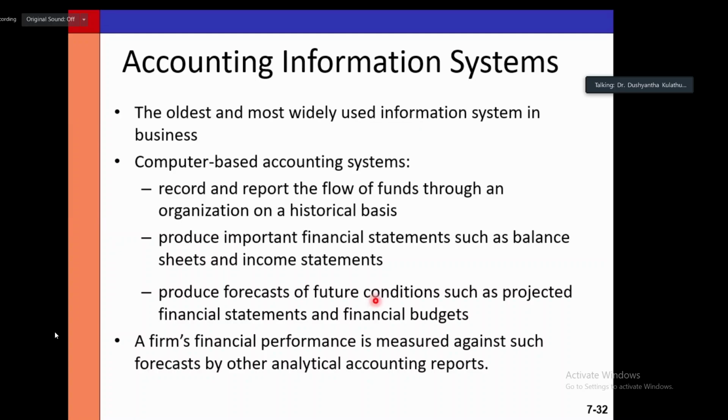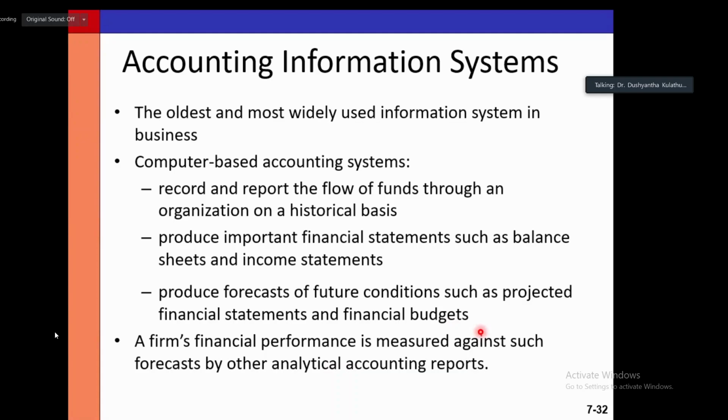And here it says a firm's financial performance is measured against forecasts by other analytical accounting reports. So you may produce various forecasts, and thereafter your actual performance is measured against the particular forecast to determine whether you achieved it or not. And budgets are basically used to control the expenses made by the individuals or divisions, departments, and so on. So different amounts can be allocated first for those different divisions, and then they will be bound to manage their activities within the specified budgets.